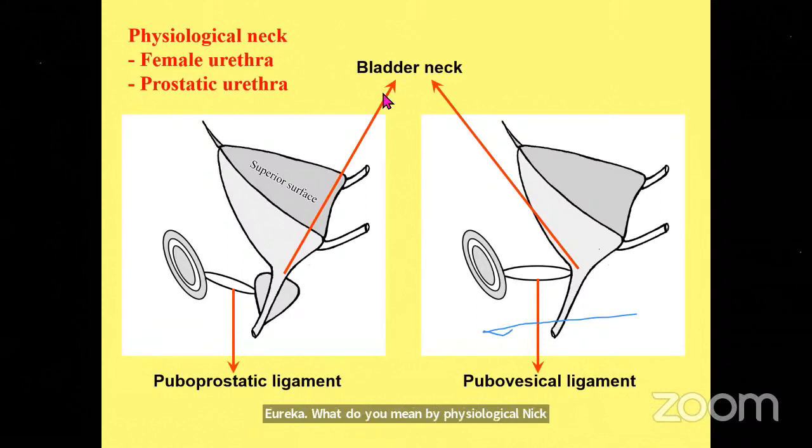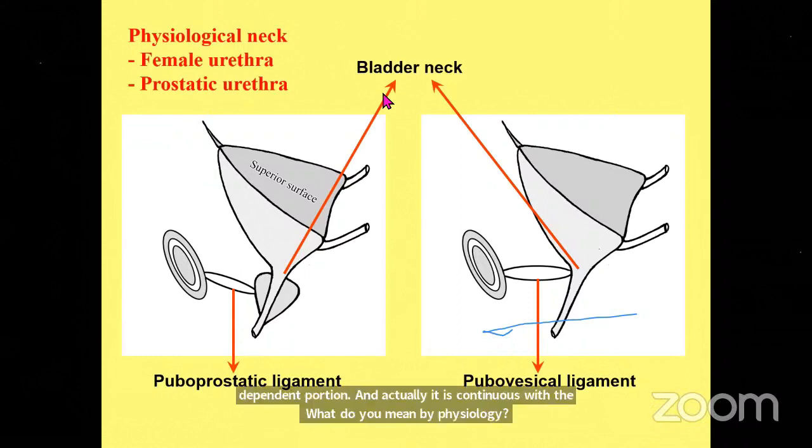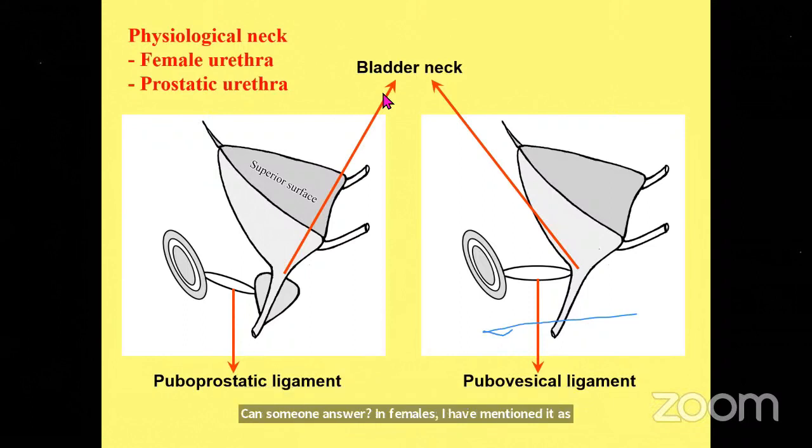Can someone answer? You have the anatomical neck as well as the physiological neck. What's the difference between these two? The anatomical neck, we already mentioned, is the most dependent portion, and it is continuous with the urethra. In females, I have mentioned it as the female urethra, the entire female urethra, but in males, I have mentioned it as the prostatic urethra. So how will you explain the physiological neck?